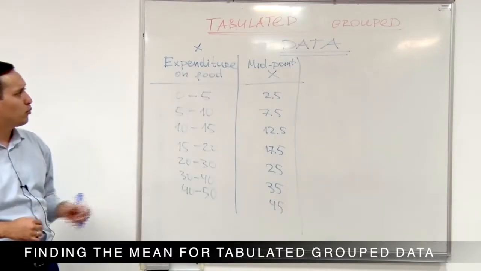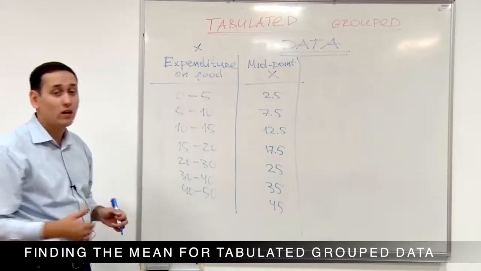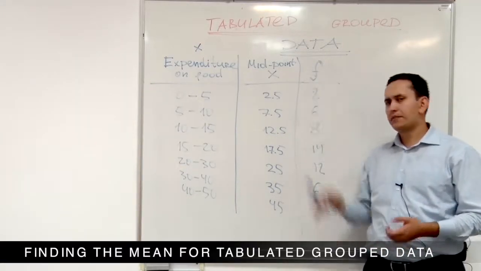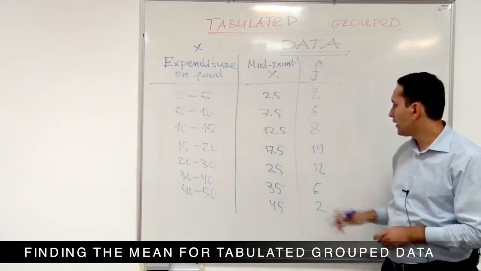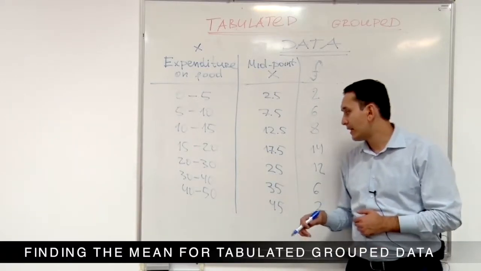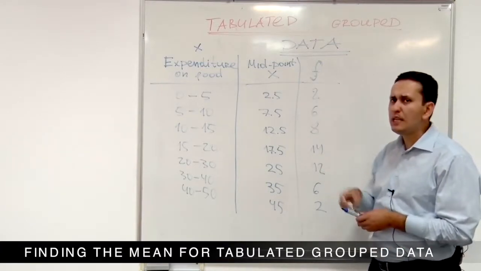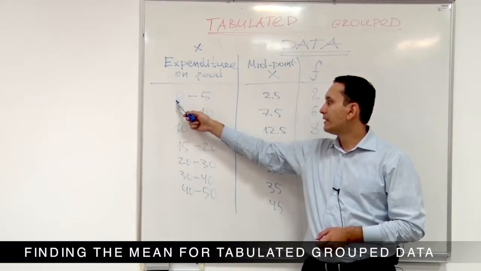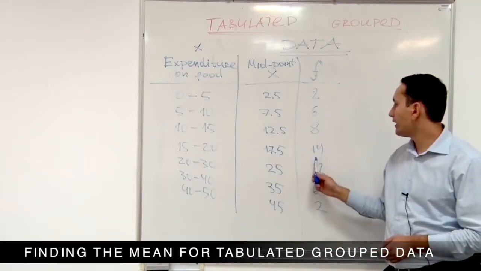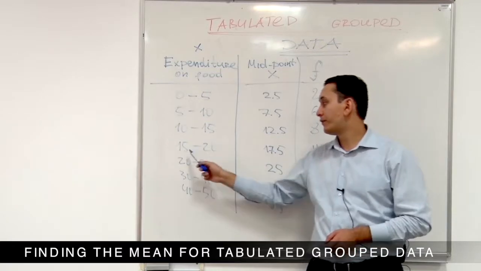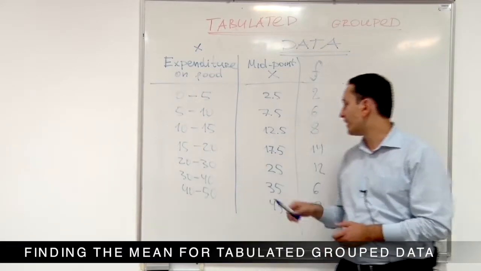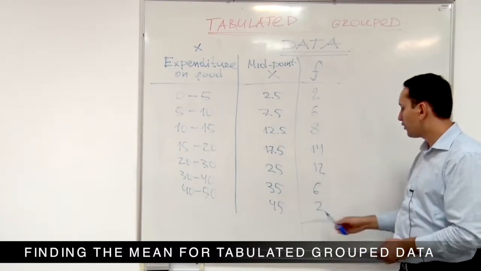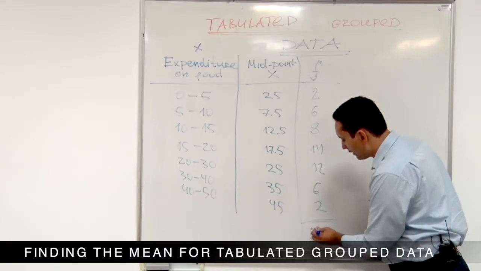Now that we have found the midpoints, we can write down the frequency that is given in our task. As you remember, the small f stands for frequency. Here we have the frequency of this data set, which means there were 2 people who responded that their expenditure on food is between 0 and 5 pounds. And there were 14 people who responded that their food expenditure is between 15 and 20, and so on. In total, there were 50 respondents, and if we add up these numbers, we get 50 here.